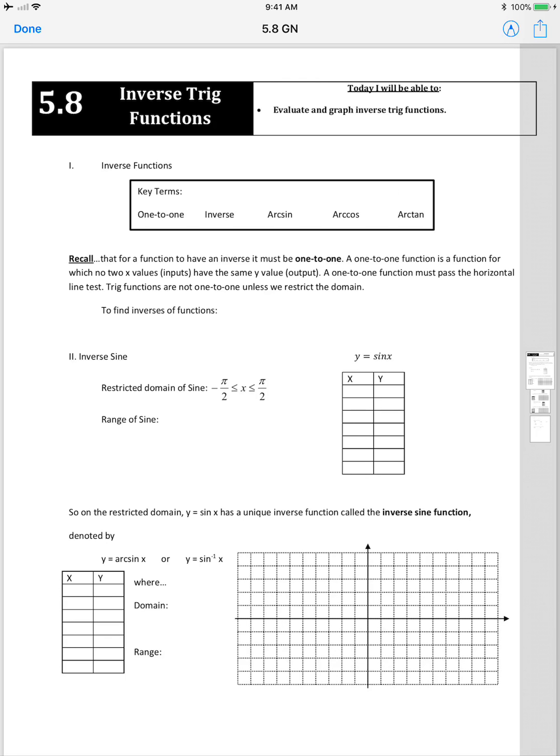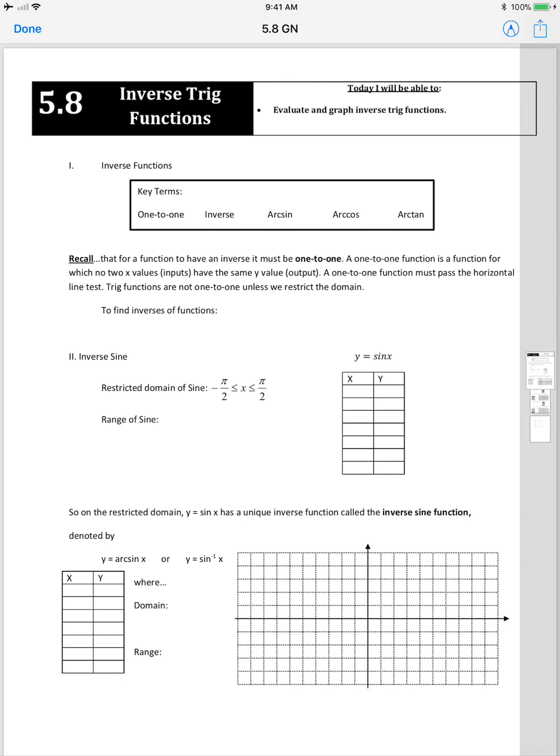So, let's first remember what an inverse function is. To have an inverse, a function must be 1 to 1. Now that means that no two x values, no two inputs will give me the same output, the same y value. A way of testing to see if a function is one-to-one is the horizontal line test.